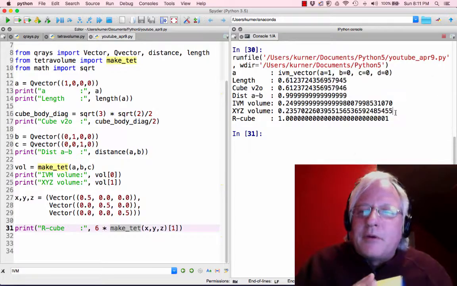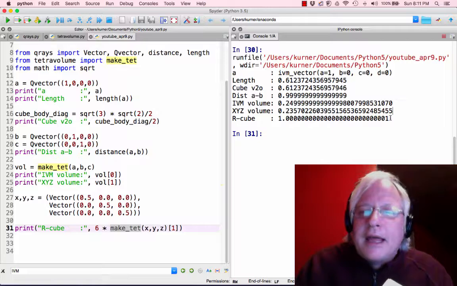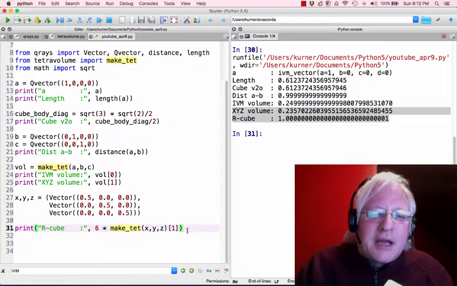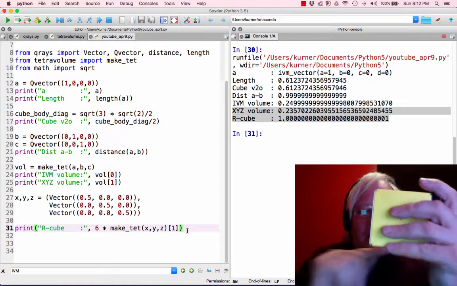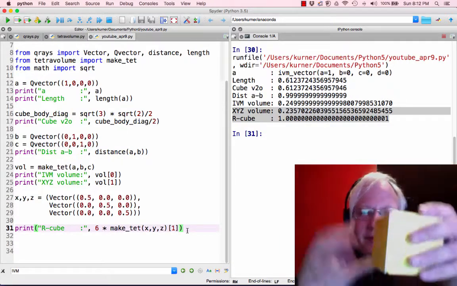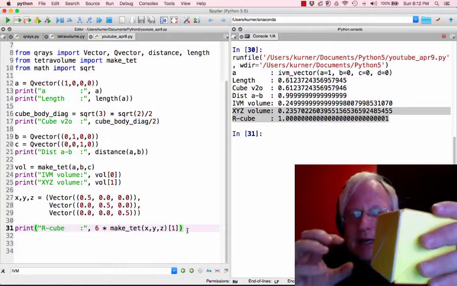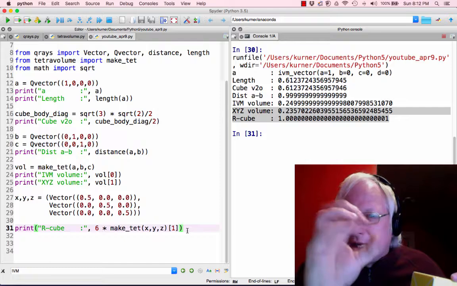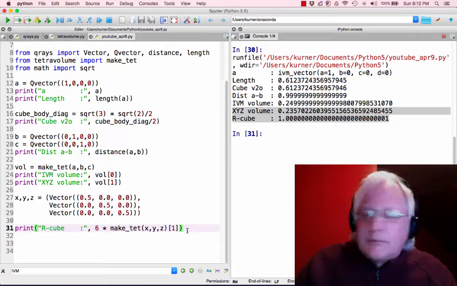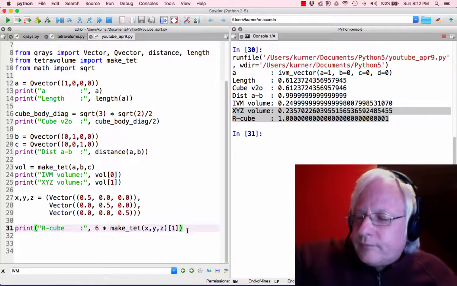The IVM volume is a little bit smaller. It takes a little bit fewer XYZ cubes to express the same amount because they're a little bigger. And the R cube is the result of 6 times the XYZ 1/6 of a cube that you get when you get that fragment. 1/8 of an octahedron taken out of a cube is actually 1/6 of that cube's volume. That's a useful thing to remember for future computations.